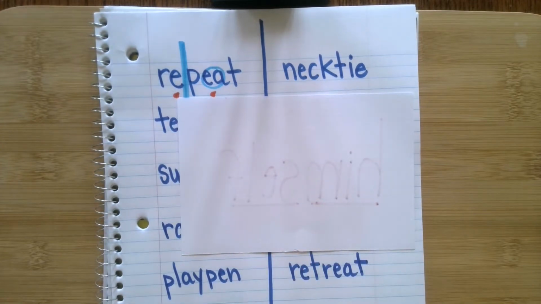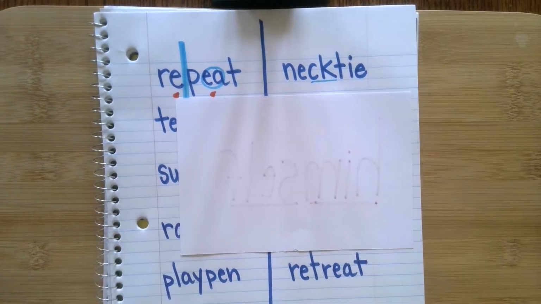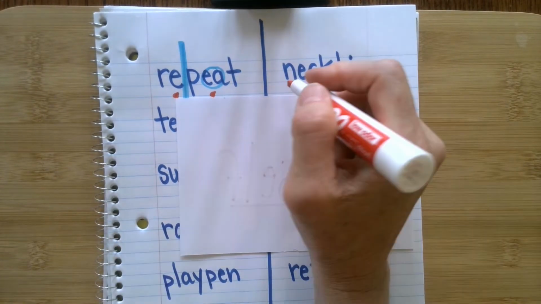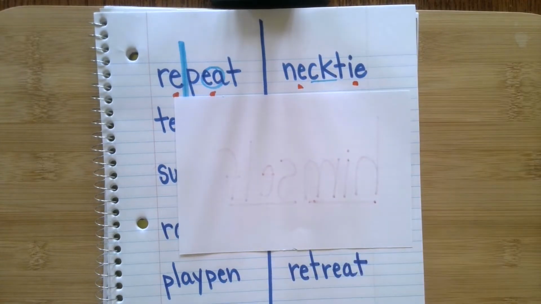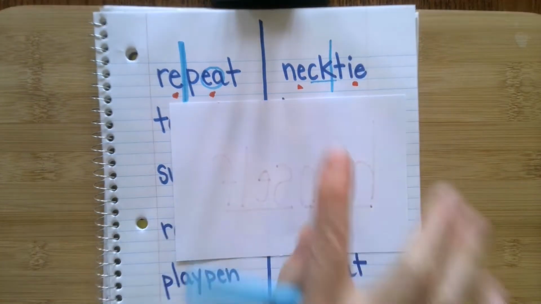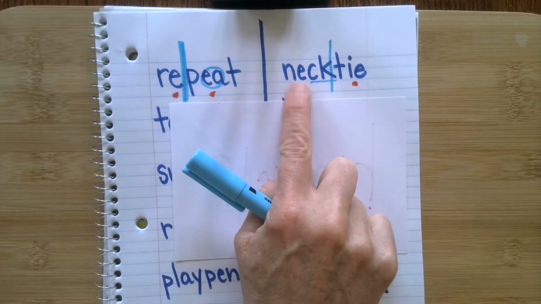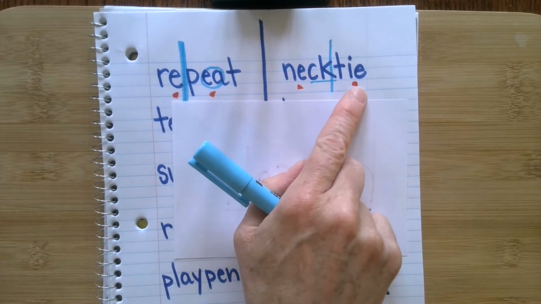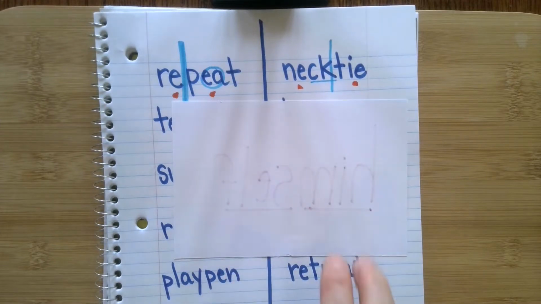The next word I have is also a two-syllable word. I see the digraph CK in there. So I'm going to go ahead and underline the CK. I'm going to mark my vowels in red. I have the vowel E, and I have the vowel team IE, which says I. I know my break is going to go right here. So I have the word neck. It's a closed syllable, so it says eh. And I have the word tie. I know IE says I.